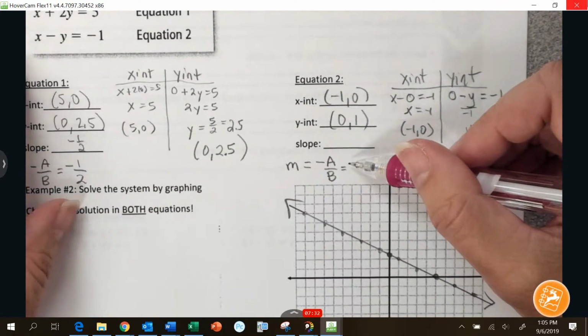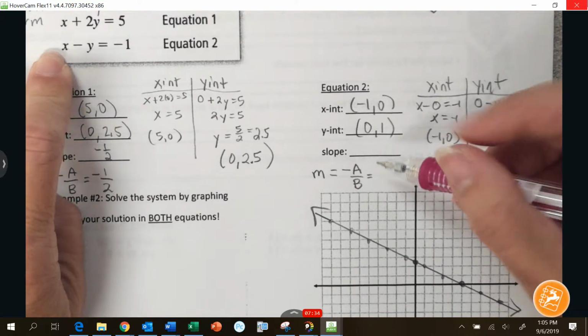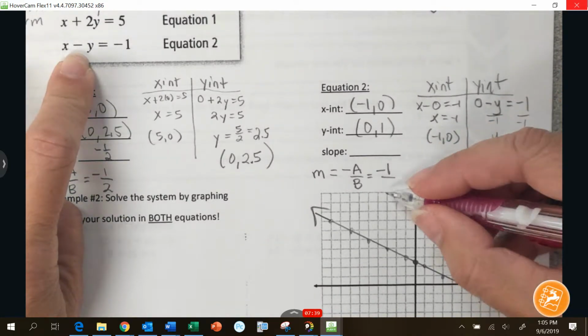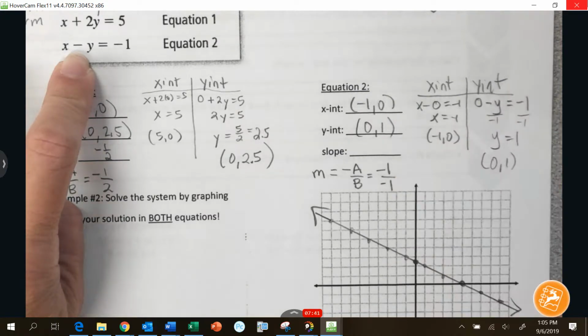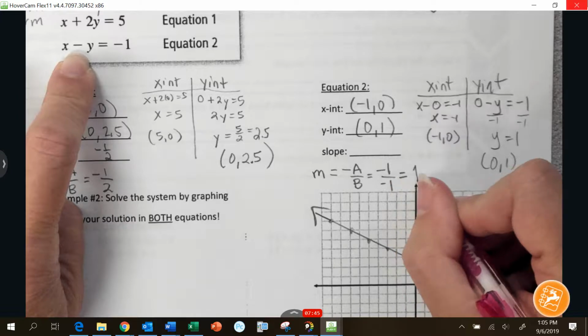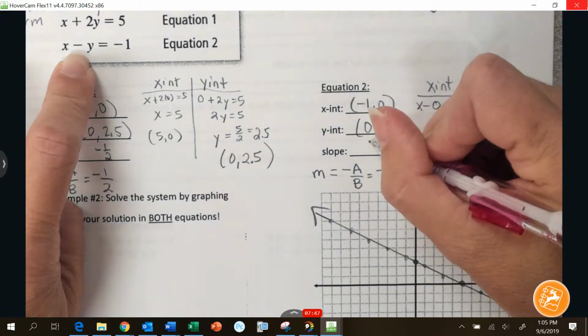What is my a value for the equation? 1. So -1 over, what is my b value? It is -1. Whoever said -1, yes. So negative divided by negative becomes +1. So my slope is +1.